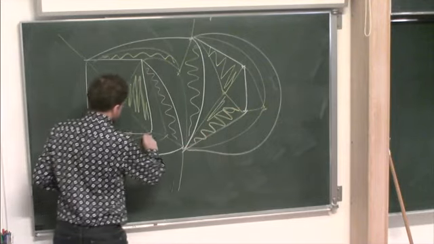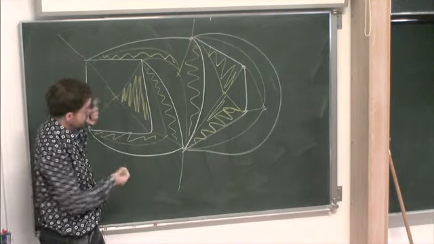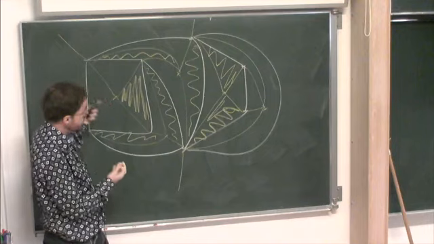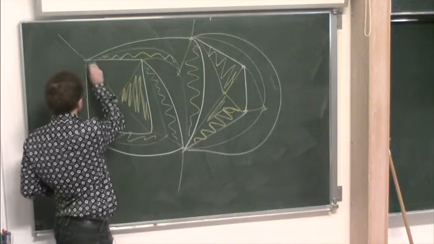Okay, so that's the kind of picture that you get. It's a triangulation of the plane with colors on the triangles.